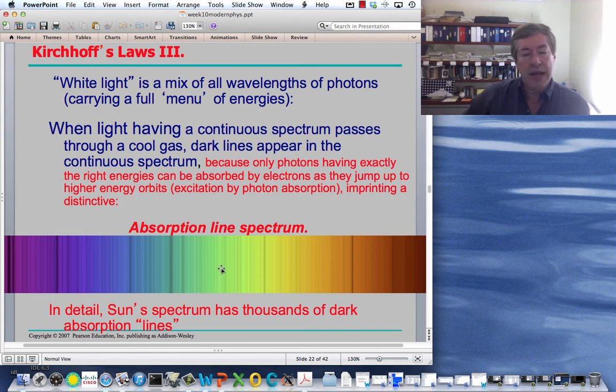This is exactly what happens, to give you one classic example, in the upper layers of the outer atmosphere of the sun. You have a very hot source of photons inside the sun. It's producing red, green, blue, yellow, violet photons, and they're streaming out of the sun. And then, as they pass through the last few thousand miles of the upper atmosphere of the sun, where it's relatively lower temperature and the gas is very thin, it imprints these dark bands.